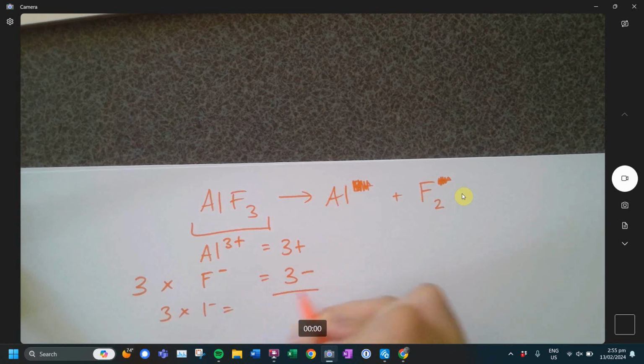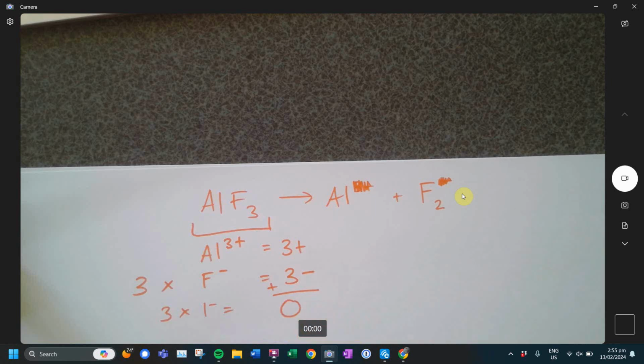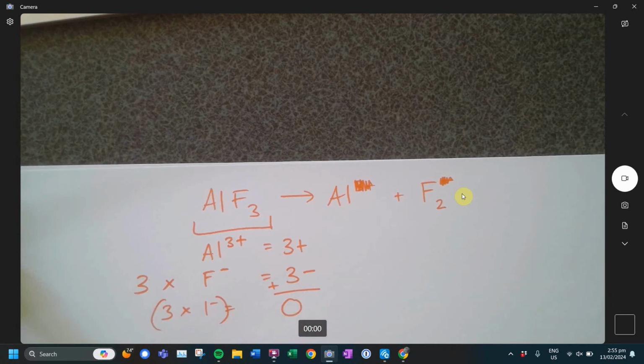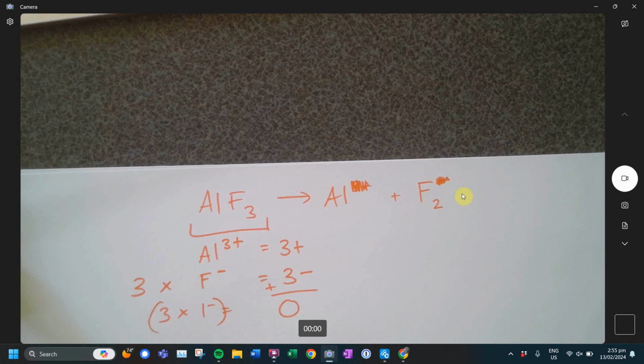And if I add those 2 numbers together, I get 0, which is what I want for an ionic compound. So that's why that ratio is the way it is. Are we okay with that? Am I reasoning with that? All right. Let's break this up.